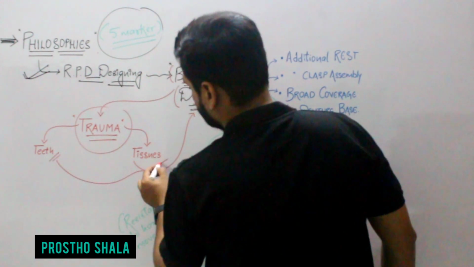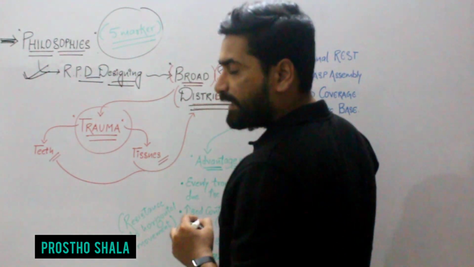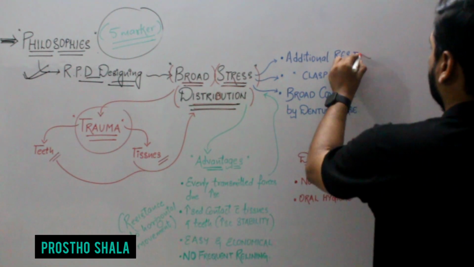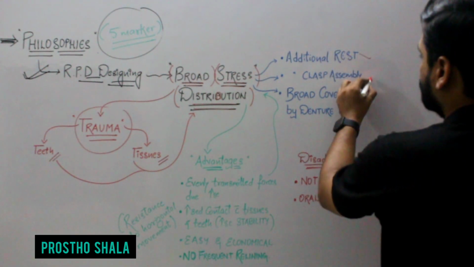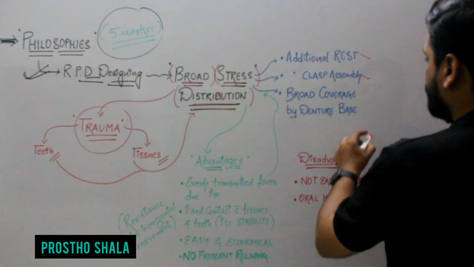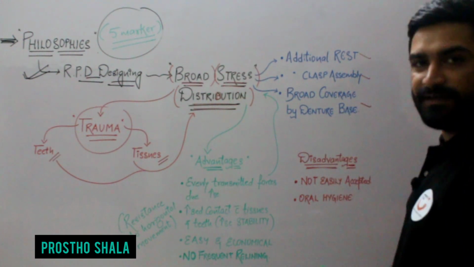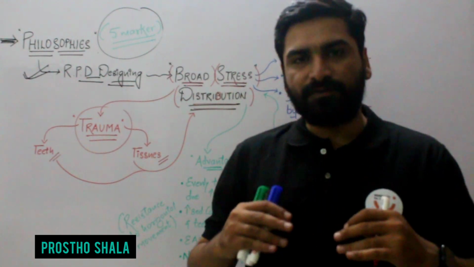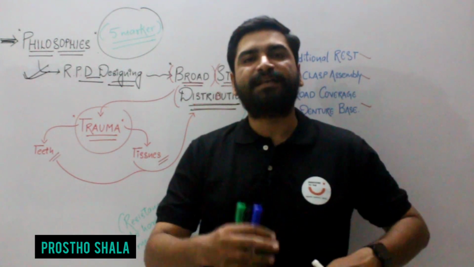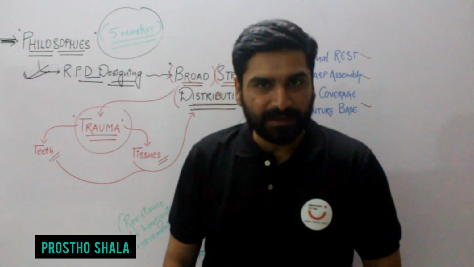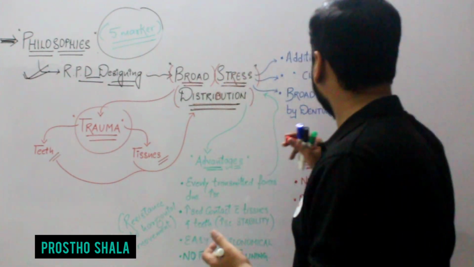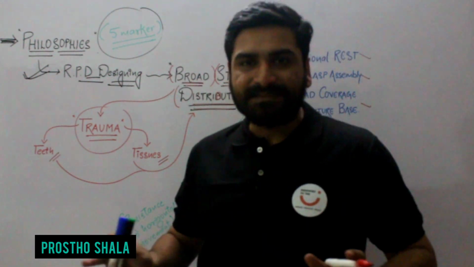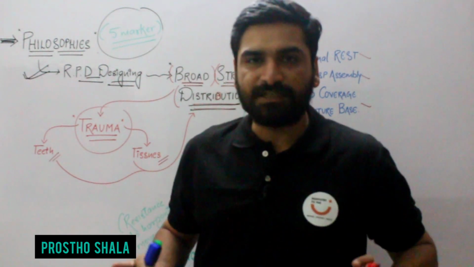In broad stress distribution, as I said, the trauma which was happening to both the teeth and the tissues will be eliminated by covering as much area as possible, by providing additional rests, additional clasp assembly, and broad coverage by the denture base. So you are increasing the amount of occlusal rest, you are increasing the amount of direct retainers, that is the clasp, and you are trying to extend your denture over as broad an area as possible.